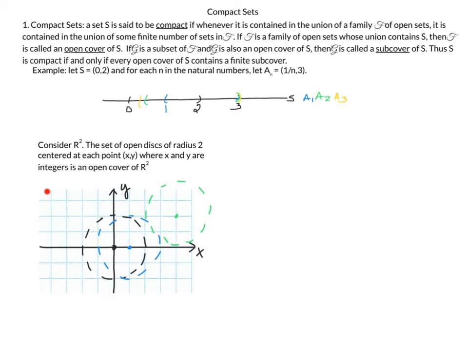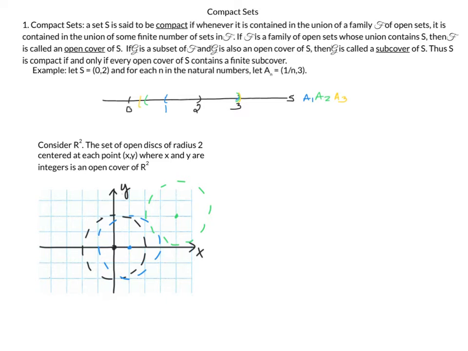But first, let's look at another example of an open cover. If we consider the whole space R2, the xy plane, we can consider a set of open disks of radius 2, centered at each point (x, y), where x and y are integers, as an open cover of R2. So here we'll just take the point (0, 0), and then we can have this open disk of radius 2. And then if we take the point (0, 1) in blue, we have a disk of radius 2.